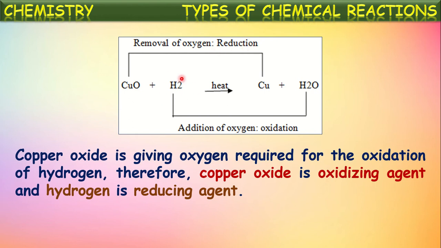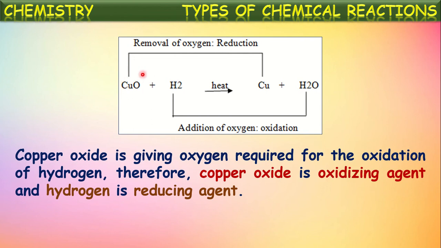If you see in terms of hydrogen, hydrogen is taking oxygen from copper oxide and helping in the reduction of copper oxide. So hydrogen is helping the reduction of copper oxide by taking its oxygen. So we can say this hydrogen is the helper of reduction, that is meant by reducing agent. So hydrogen is a reducing agent, copper oxide is an oxidizing agent.